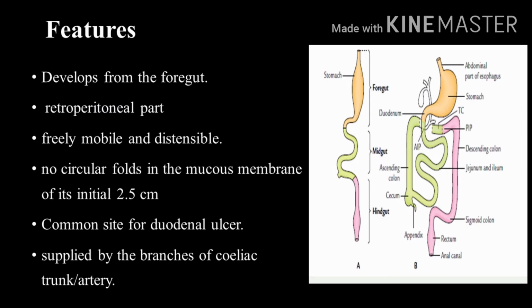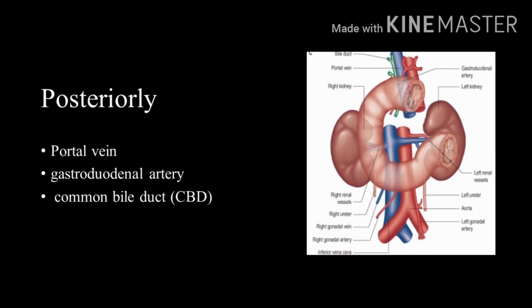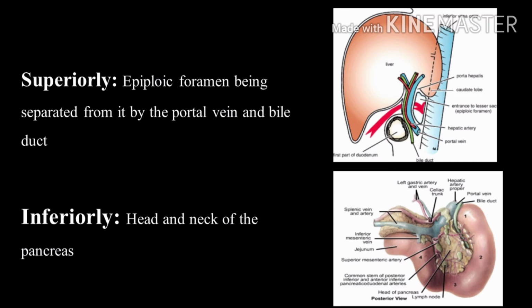Relations. Anteriorly, the first part of the duodenum is related with the quadrate lobe of the liver and gallbladder. Posteriorly, it is related with the portal vein, gastroduodenal artery, and common bile duct. Superiorly, it is related with the epiploic foramen, being separated from it by the portal vein and bile duct. Inferiorly, it is related with the head and neck of the pancreas.